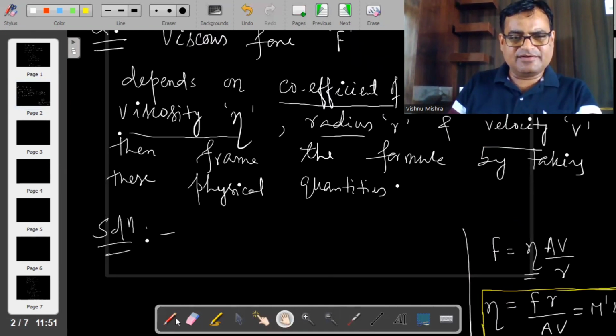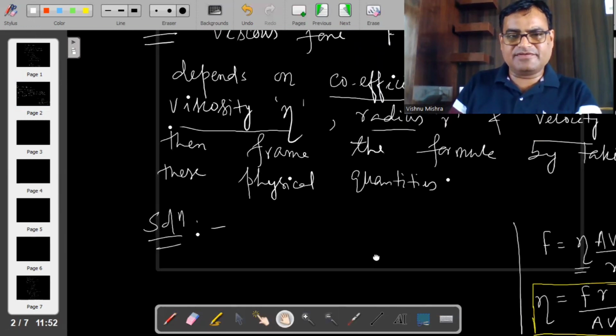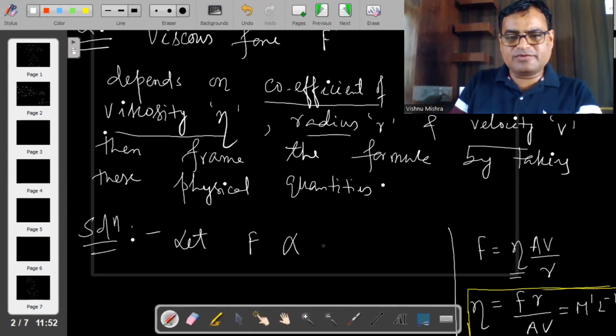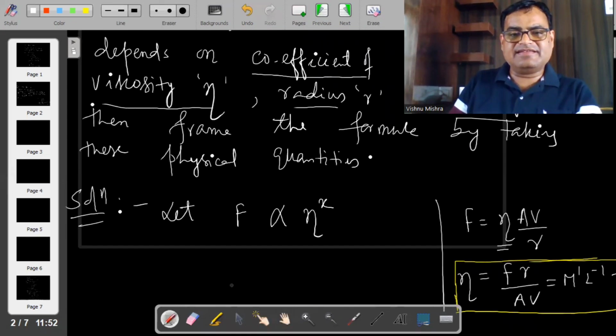Now, the coefficient of viscosity eta, its dimension I already found. Now the viscous force, let's do the solution. Viscous force F depends on the coefficient of viscosity eta to the power x, the radius r to the power y, and the velocity v to the power z.